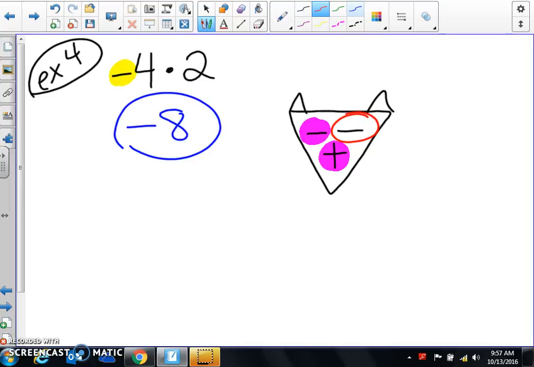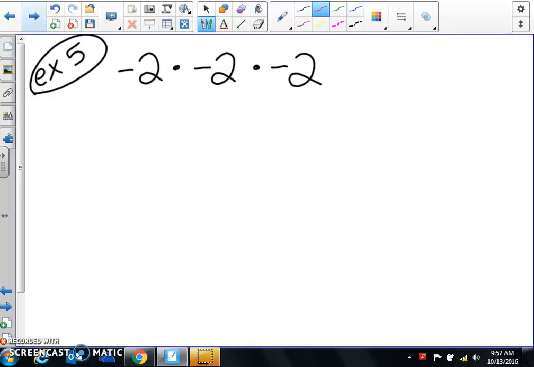Here is a 1, 2, 3 negatives. 3 is odd, therefore the whole thing is going to be negative. 2 times 2 is 4, 4 times 2 is 8.